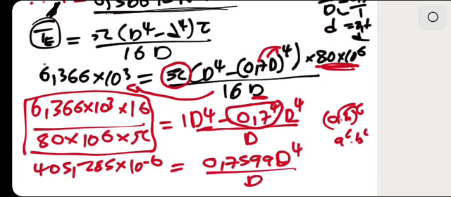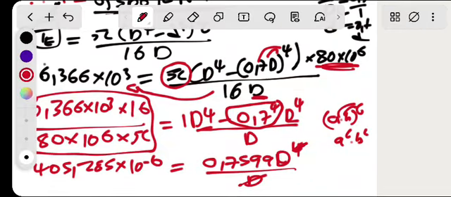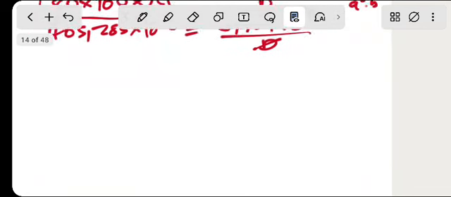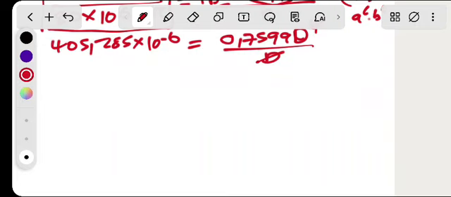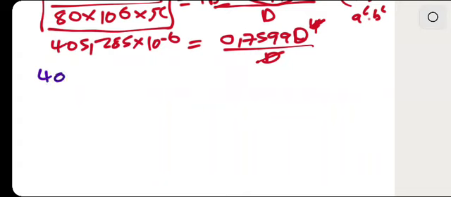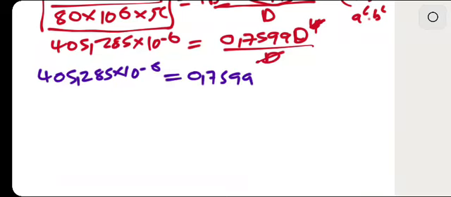Now you know the laws of exponents. This d will cancel with the 1d here. We'll take 1d there, so it cancels with the 1d there. If that cancels with the 1d, we still have our 405.285 times 10 to the power of minus 6. Then this will simply equal 0.7599 d to the power of what, of 3. Remember, we took 1 there because we subtract, by the law of exponents.